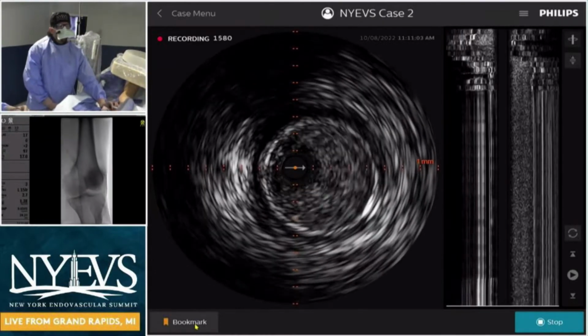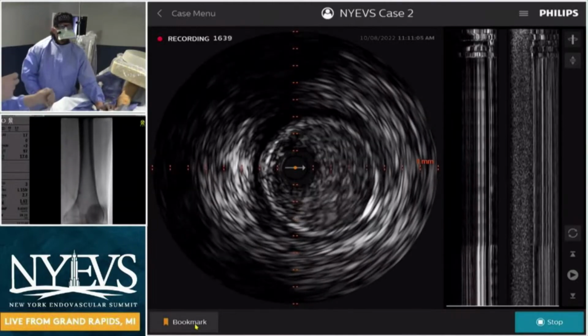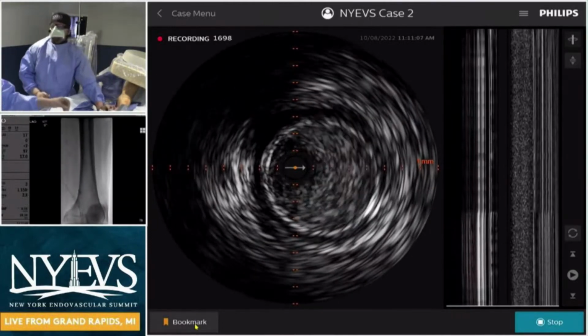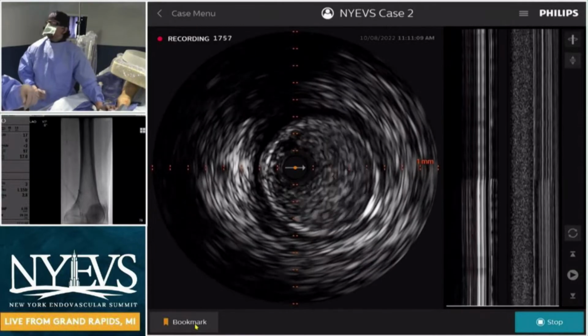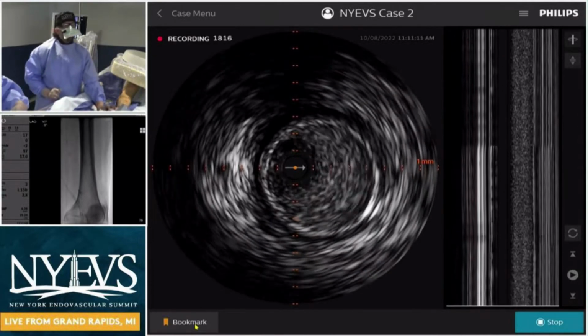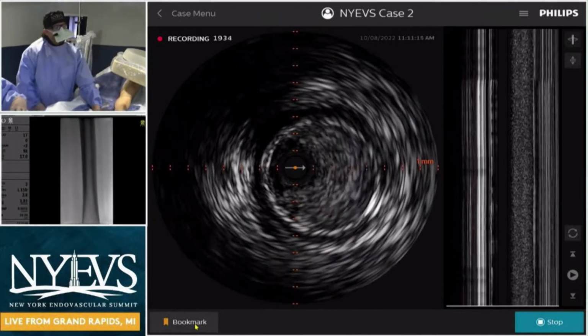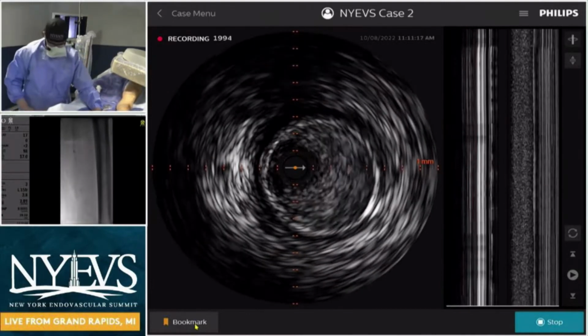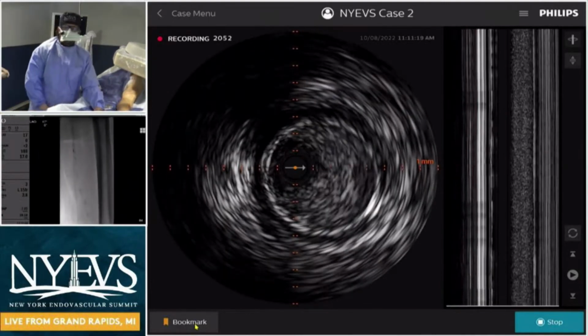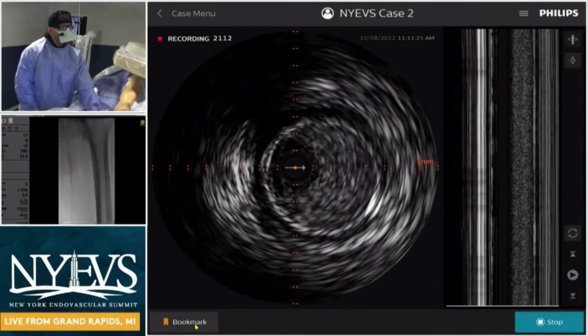All right, so let's do something a little bit to make us work in a less stressful time frame. Let me have a 2.5 by 100 balloon, please. So I don't hesitate pre-dilating in these lesions, especially if I have a lot of exchanges.